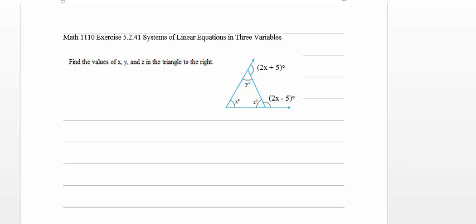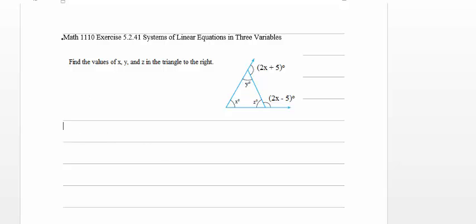Okay, let's take a look at exercise 5.2.41. We want to find the values of x, y, and z in the triangle to the right. Now I want to point out that the angle measuring 2x plus 5 degrees and the angle measuring y degrees form a 180-degree angle. So a line is actually a 180-degree angle.